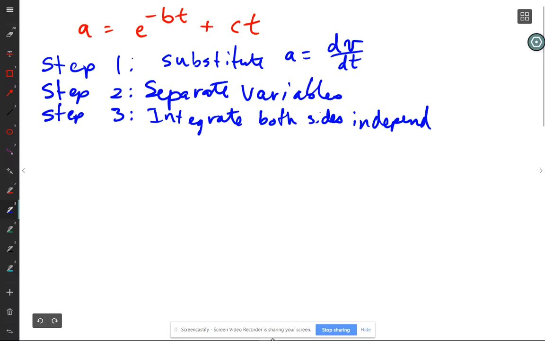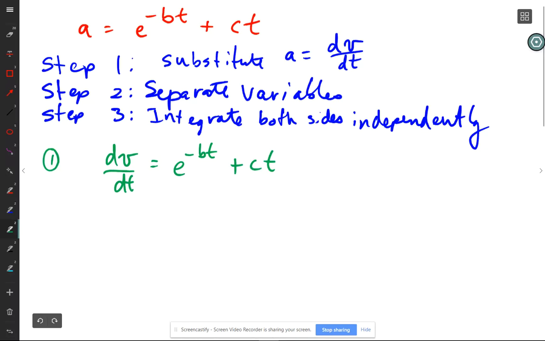Independently. Independently because one side's only going to be a function of v, and the other one's only going to be a function of t. So now it's time to do the work. So step 1, dv/dt is equal to e to the minus bt plus ct. There was no question to ask you because it was just substitute for a.